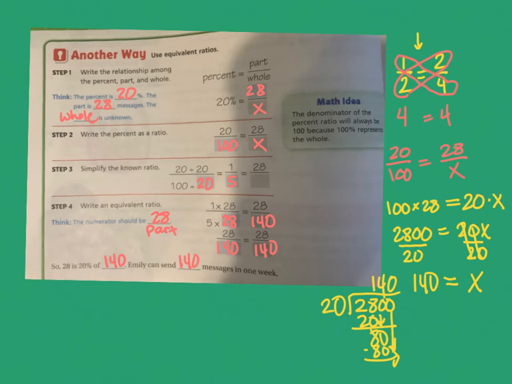This was multiply by 20, so we do the opposite. We divide by 20, and as long as we do the same thing to the other side of the equation, then we have kept our equation balanced. So that is another tool that you can put in your toolbox to use with this as well, if that makes sense to you. If not, stick with whichever ones make sense to you.